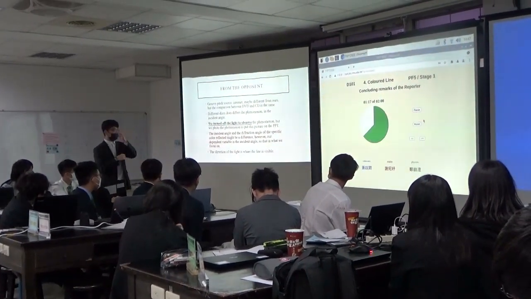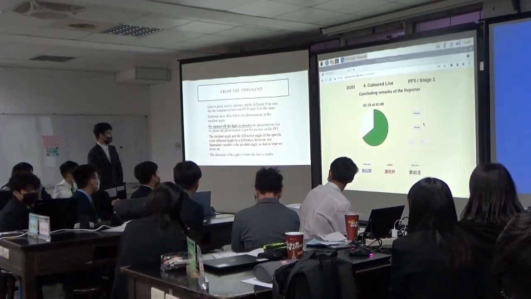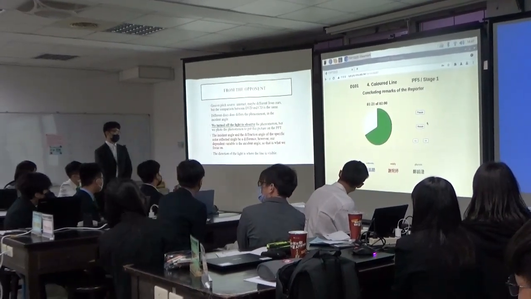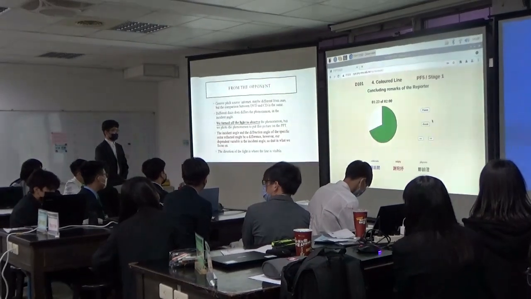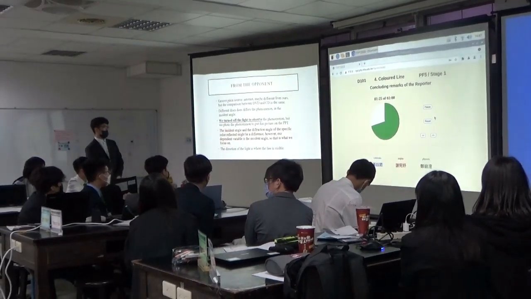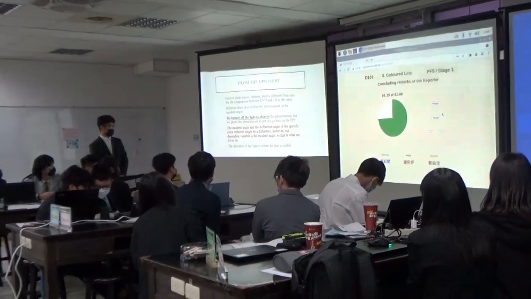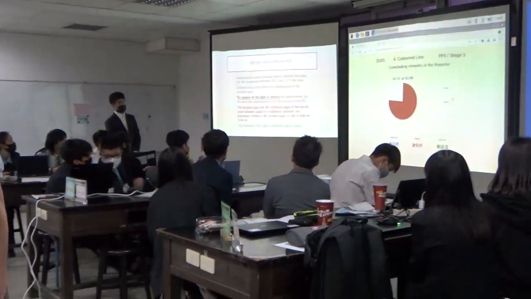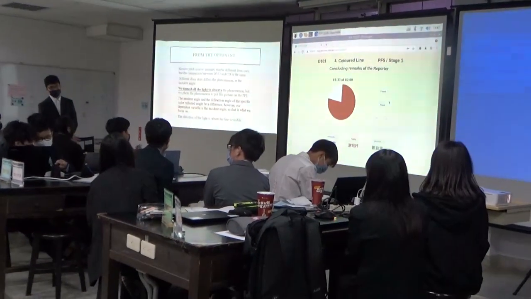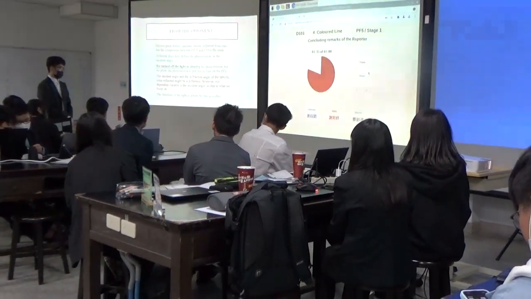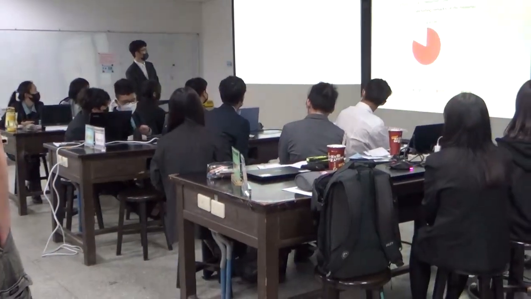That is caused by the outer light. Also, the incident angle and the diffraction angle of the specific color reflected might be different. However, our dependent variable is the incident angle, so that is what we focus on. Our main focus will be on the incident angle.